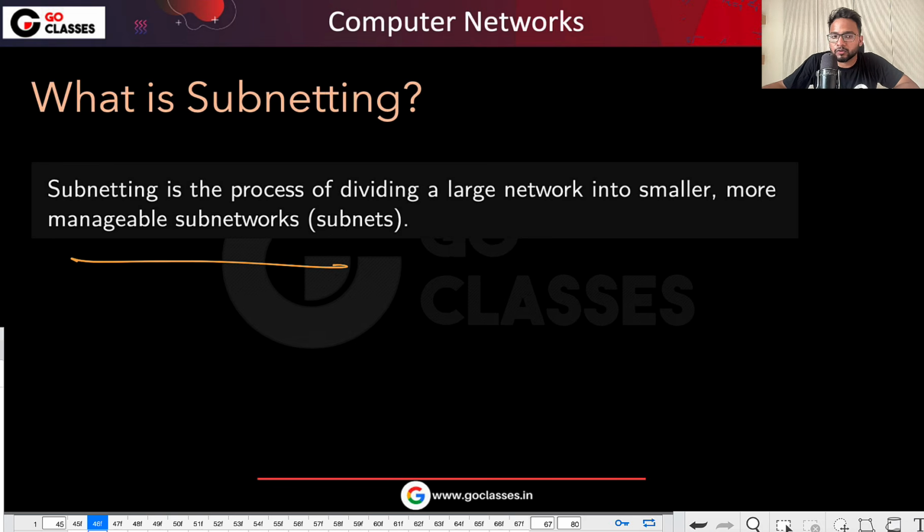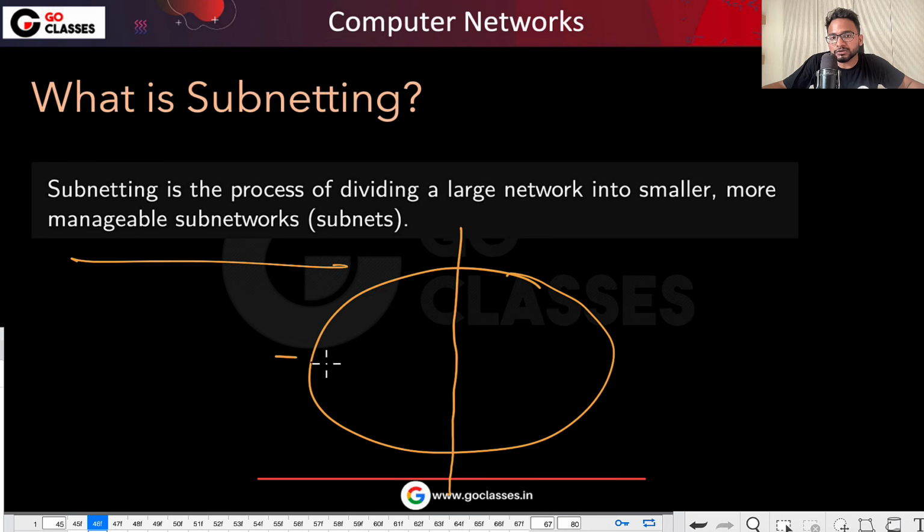So what does this mean? You will get to understand. Basically, if there's a large network, we will divide it into subnetworks, right? How do we divide it? We will get to see. The process is called subnetting. That's what we need to understand in this slide.